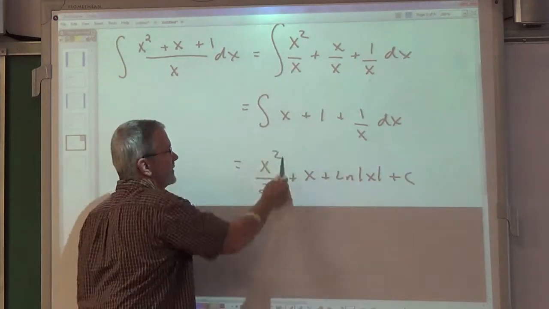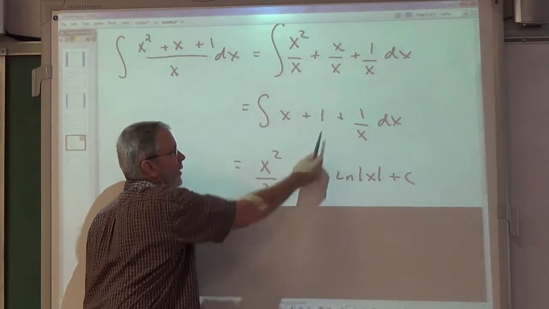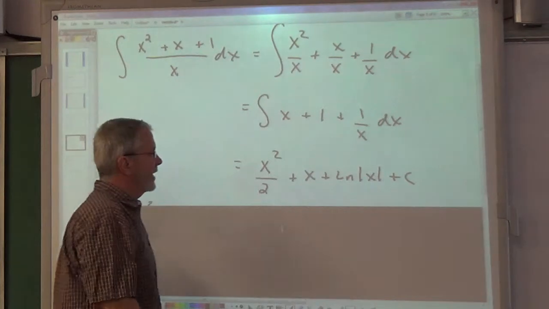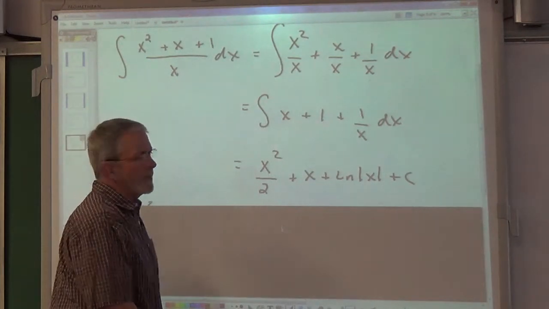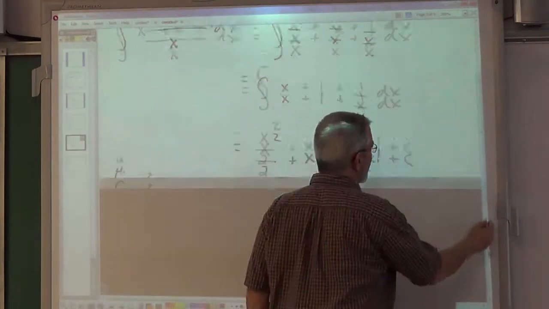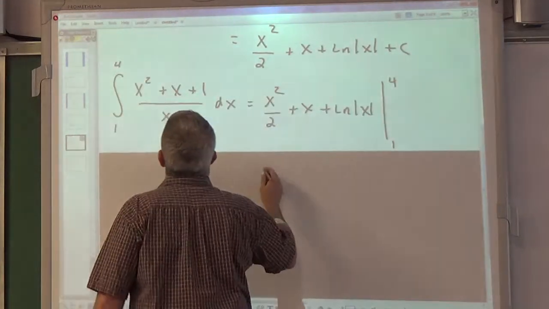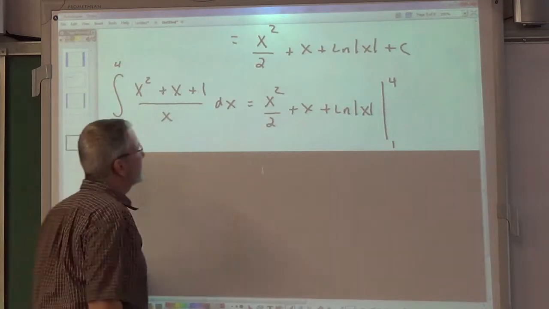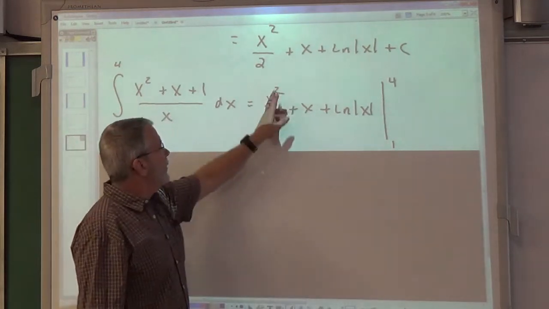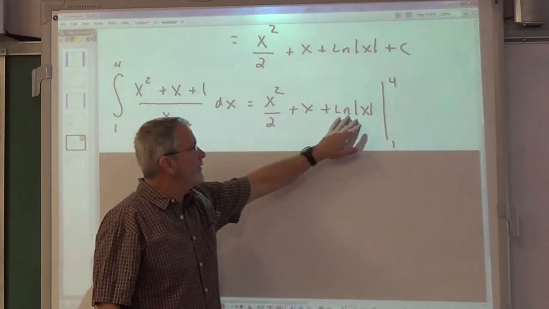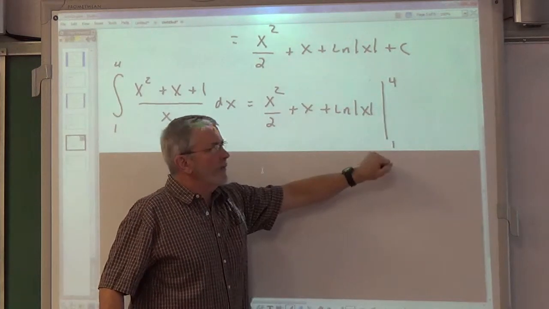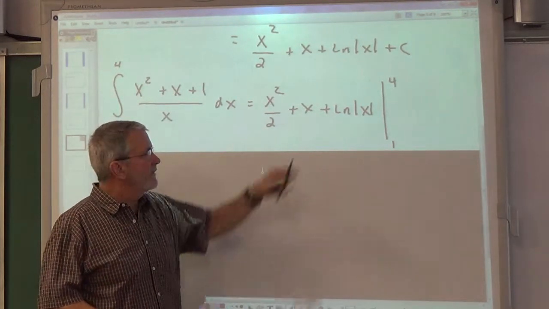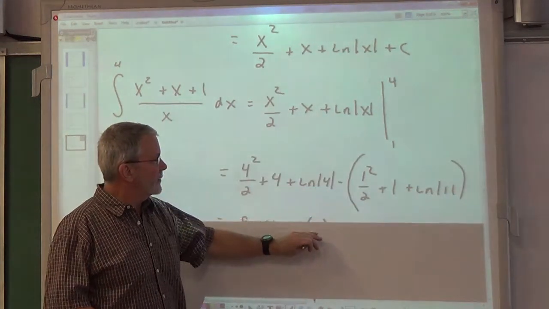Okay, add 1, divide. Well, the derivative of x is 1, and 1 over x is ln of absolute value of x. Keep in mind what I wanted to know is that definite integral right here. And so this definite integral from 1 to 4 of x squared plus x plus 1 over x dx is equal to x squared over 2 plus x plus ln of absolute value of x evaluated at 4 and 1. And now I just need to be very, very careful in my evaluating this using the fundamental theorem.